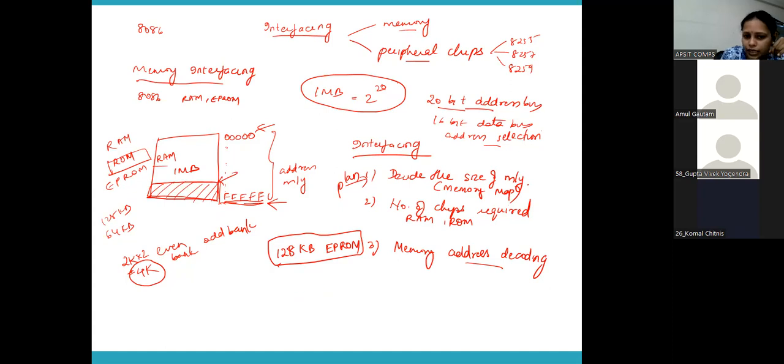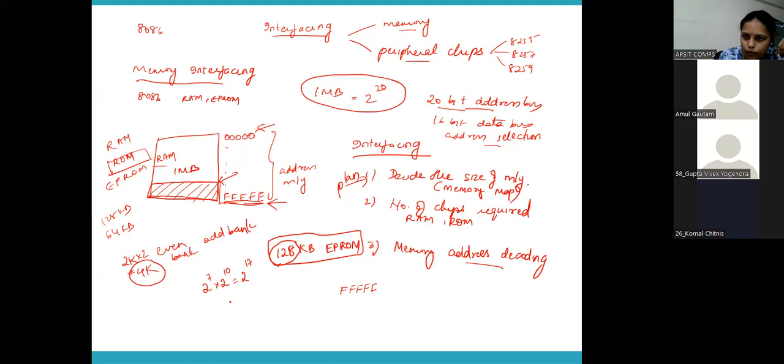How will you estimate? See, this is 128 KB. The ending address, you know, is FFFFF. And this is 128 KB. How much is 128 KB? It is 2 power 7 into 2 power 10, right? That means it is nothing but 2 power 17. 128 KB is 2 power 17.